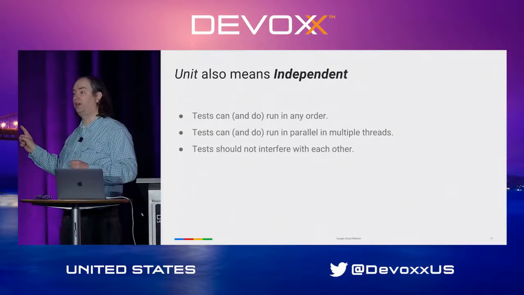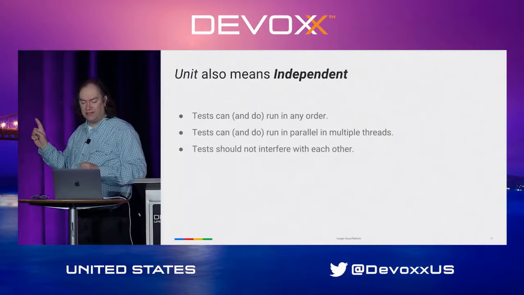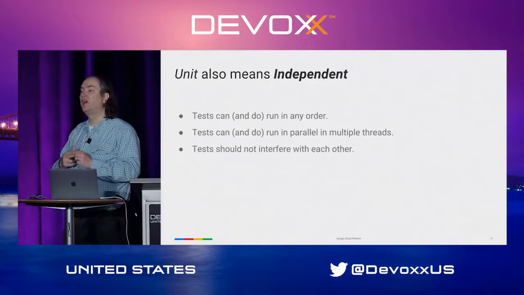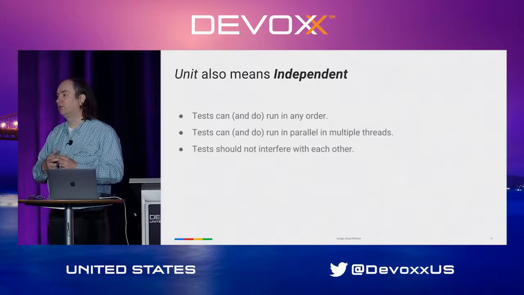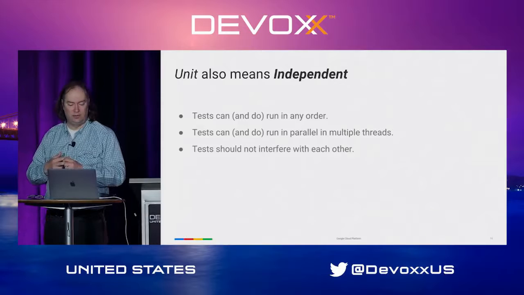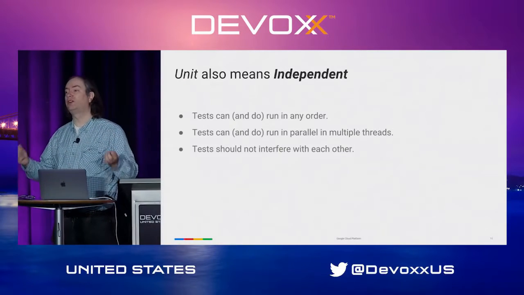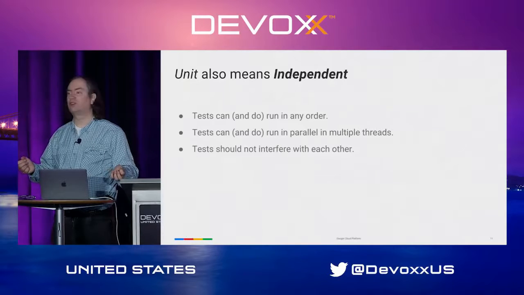Even more important, though, unit test means independent. The individual test methods can run in any order. The input to one test does not depend on the output of the previous test. And test runners in practice do reorder tests. There's no guarantee what order your tests are going to run in.